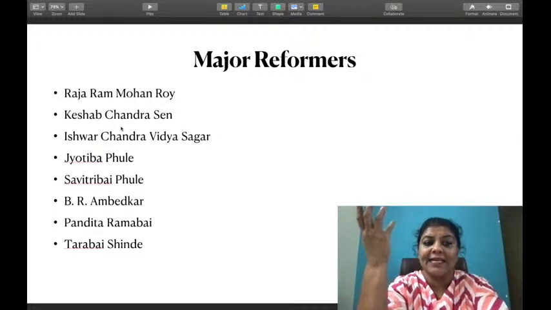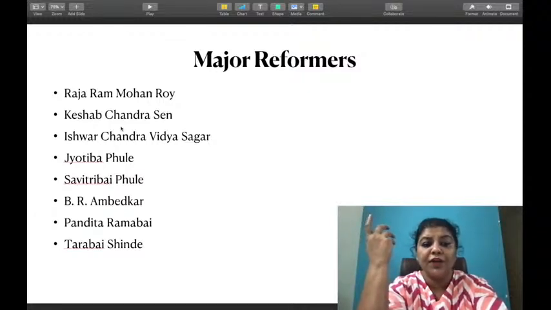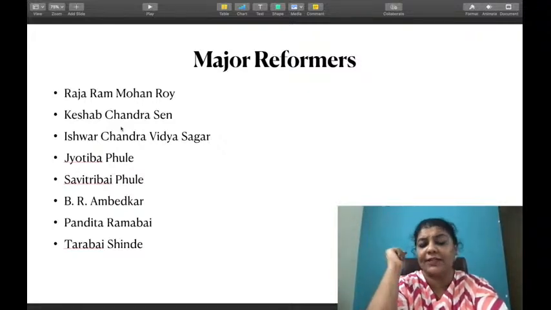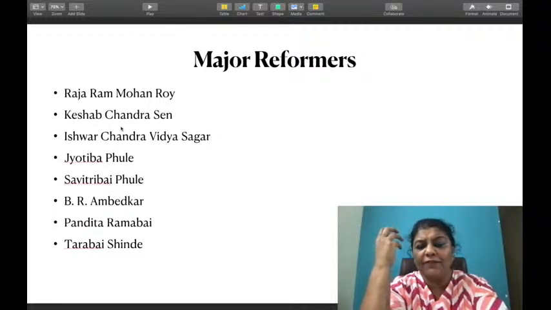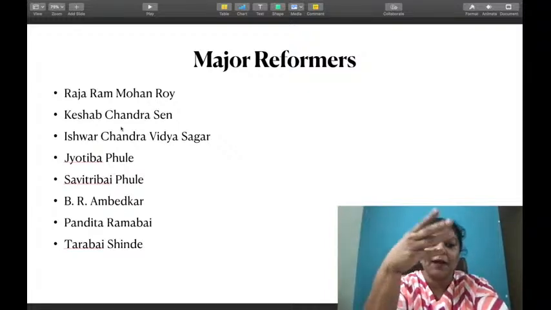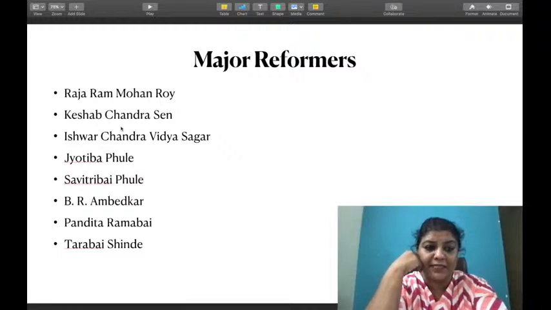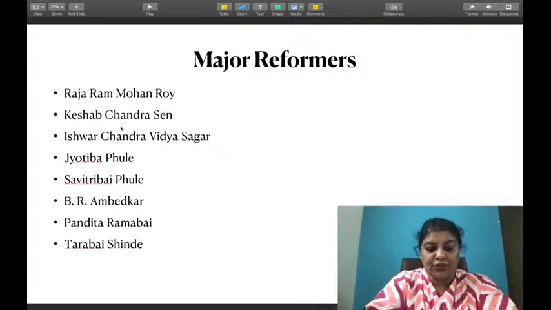Vidyasagar is a title given to him because he was a great scholar. Vidyasagar, ocean of knowledge. At that time, a very major influence on all these reformers was Sri Ramakrishna Paramahamsa. And Vivekananda, Keshav Chandra Sen, Ishwar Chandra Vidyasagar, all of them were influenced by Ramakrishna Paramahamsa. Rabindranath Tagore also was inspired by these figures. He was called one of the pioneers of the Bengali Renaissance.